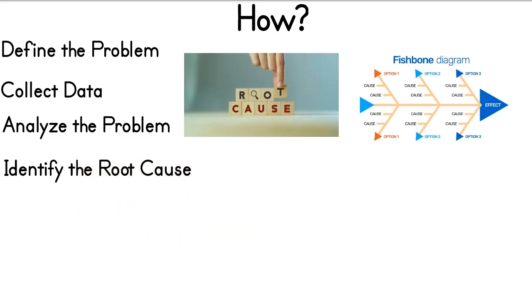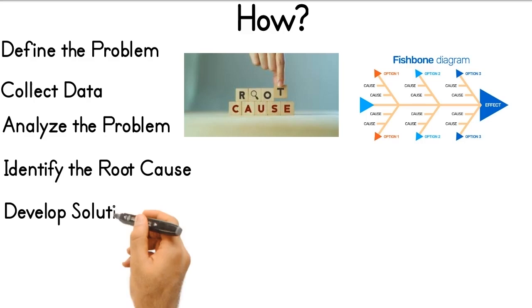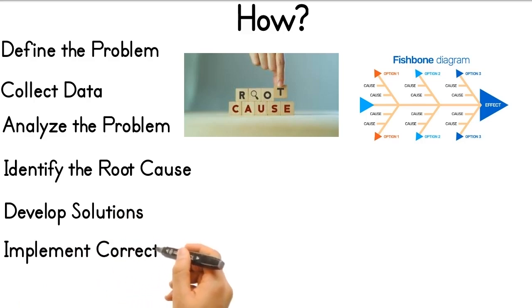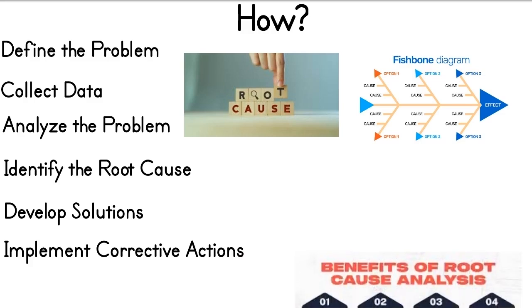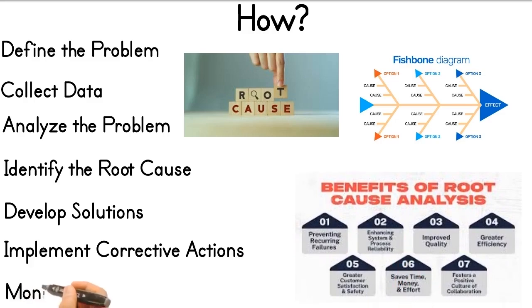5. Develop solutions. Once the root cause is identified, develop corrective actions or improvements to address the root cause effectively. 6. Implement corrective actions. Put the solutions into practice, ensuring that they are feasible, sustainable, and that they address the root cause. 7. Monitor and verify. After implementing corrective actions, monitor the situation.